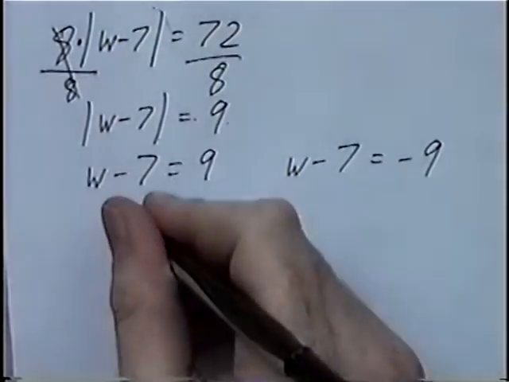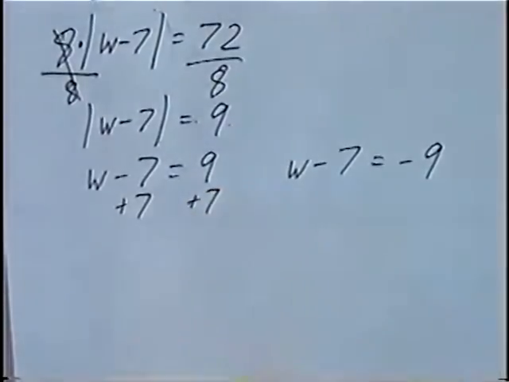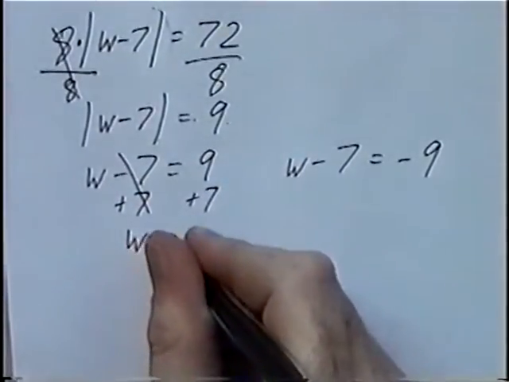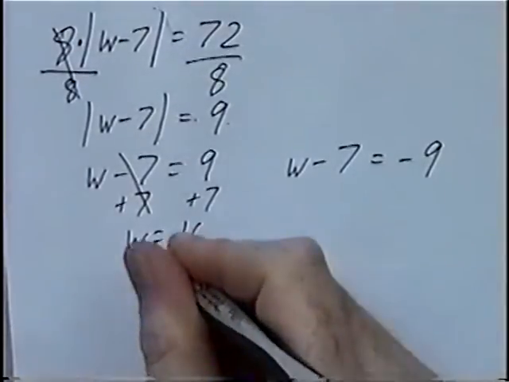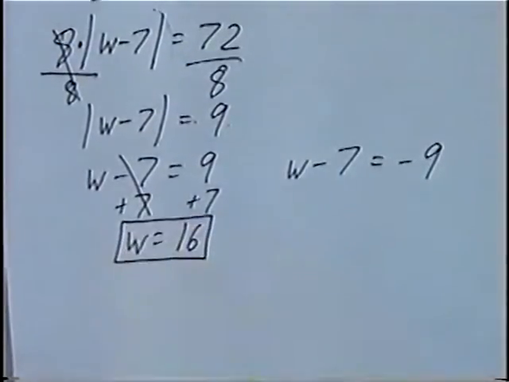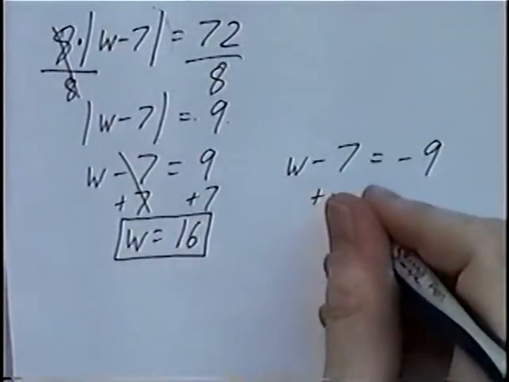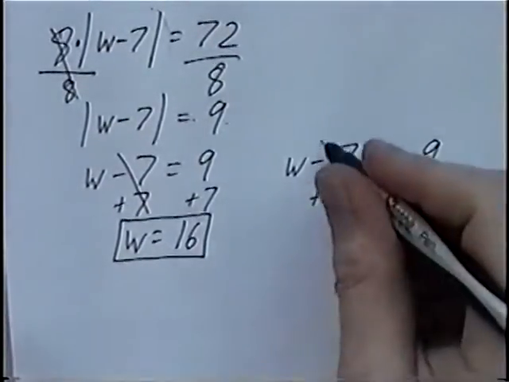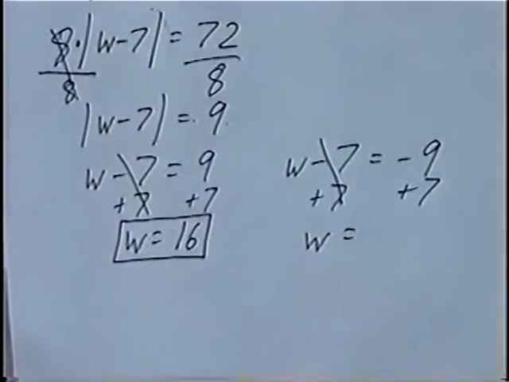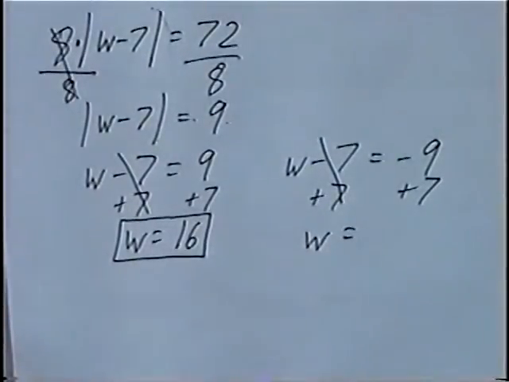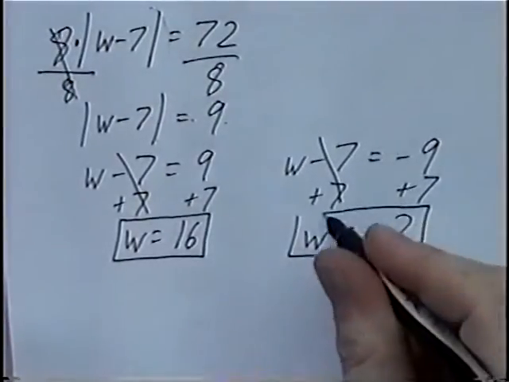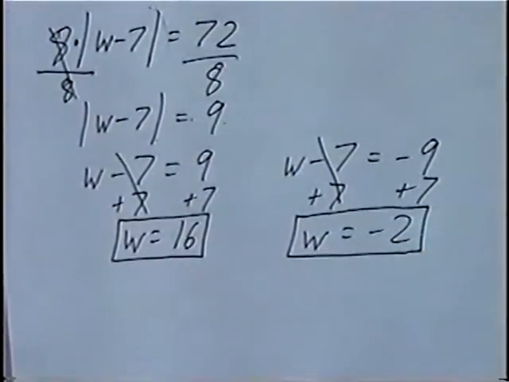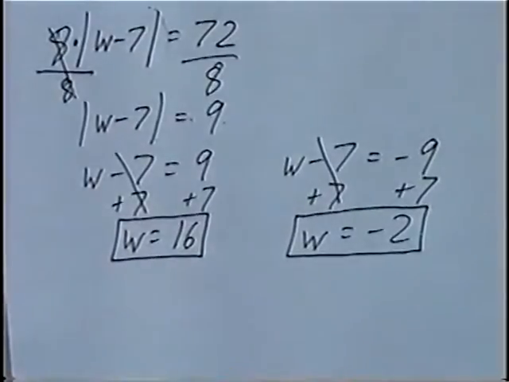Solving the two equations, we can add 7 to both sides. Our first possible answer, 9 plus 7 is 16. And our second equation, add 7 to both sides. So W is equal to negative 2. Again, we have two answers, or two possible answers for the absolute value equation.